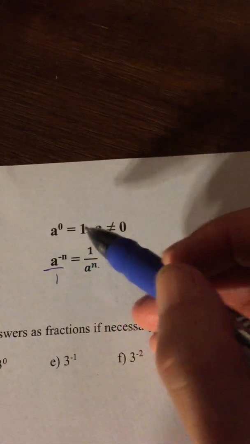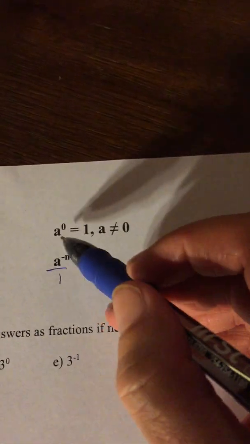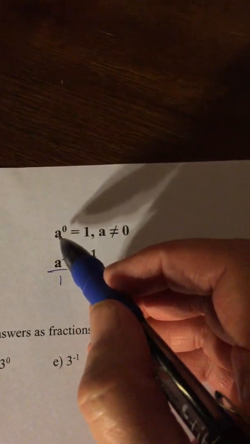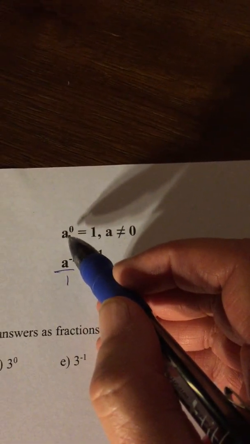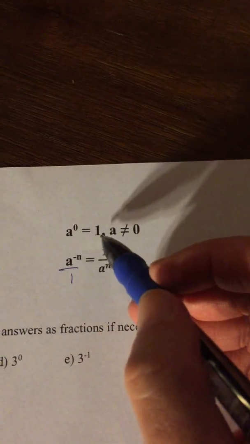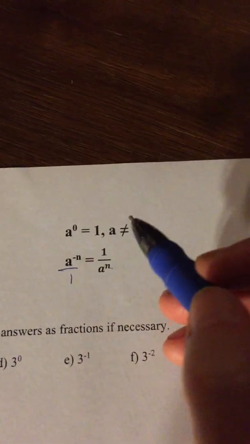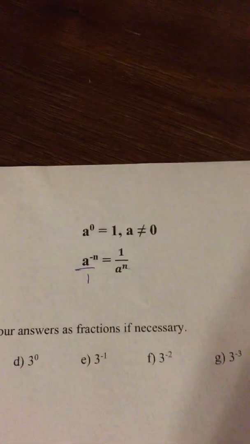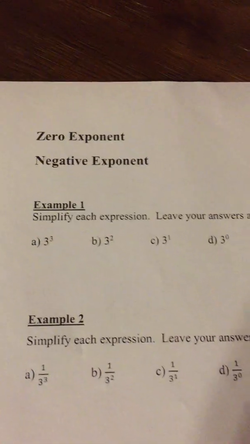But any number raised to the 0 power is 1, and of course the base number cannot be 0, otherwise it's undefined. But as long as the a is anything except 0, anything raised to the 0 power is 1. And I don't think they're going to ask you about 0 as the base. So pretty much anytime you have 0 as the exponent, it's going to equal 1. Okay, so let's go do some examples.